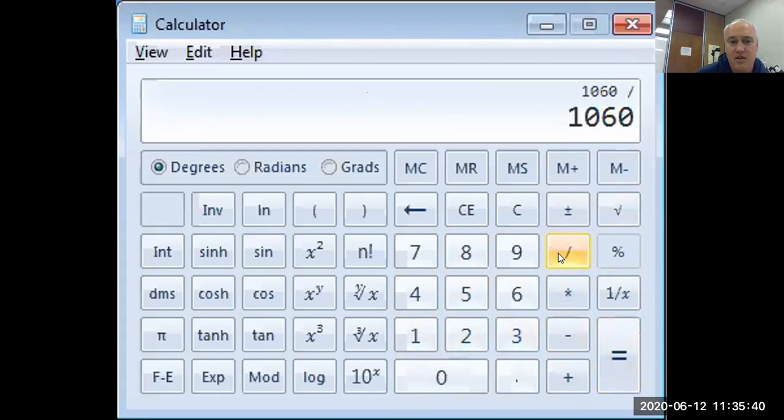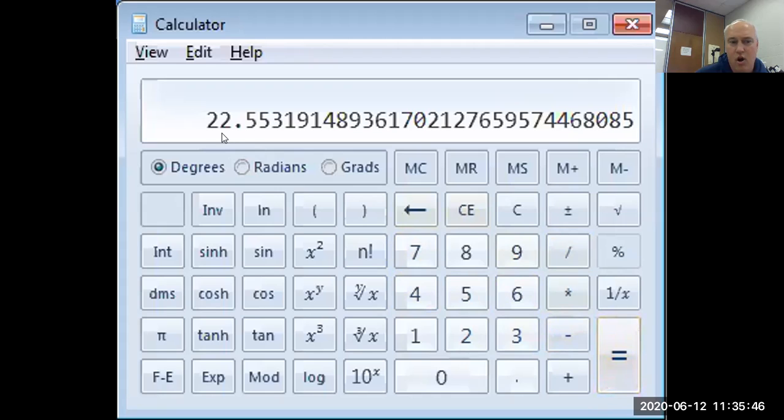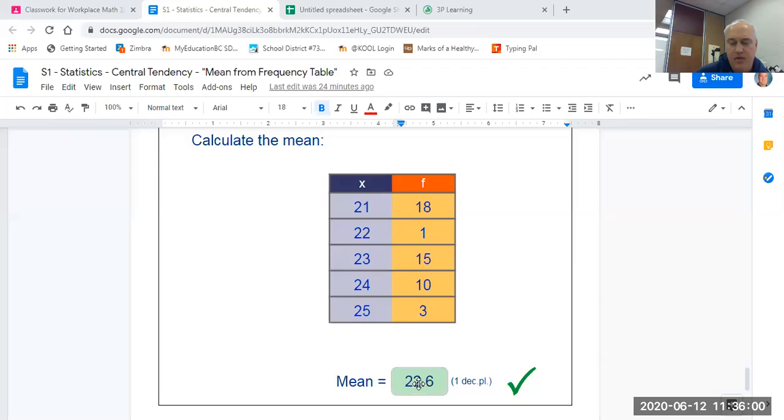This arrives at a total value of all those numbers of 1,060. We then need to divide that by the total number of numbers, which once again was 47, and this is going to give us our mean, which is 22.55. Now, because there's a 5 in the second decimal, we have to round it to 22.6 as our answer. So if I click over here, this is why 22.6 is the correct answer.